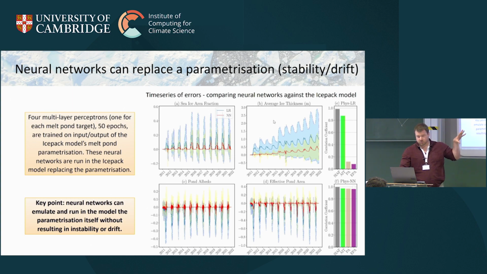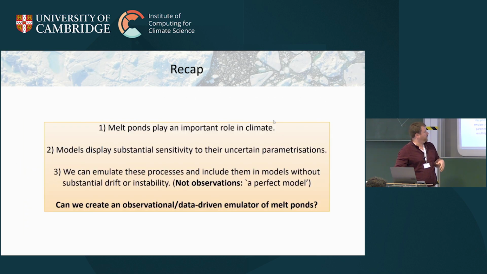Neural networks can learn and replace a model parameterization. So they seem to be able to learn the melt pond parameterization, and you can actually run it in the Icepack model without destroying it. So now the general thought is, can we improve this parameterization? So I think I've already done the recap, but I'll just say at the end.